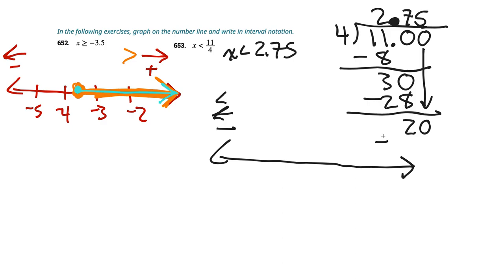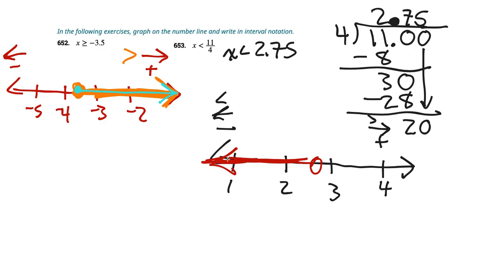This is on the right-hand side, it's positive going this way, or greater than. So we're somewhere between 2 and 3. So let's put 2 here, let's put 3 here, 4 here, just to appease your teacher. So what's going to happen? It's less than 2.75. So we're actually not going to include the 2.75 part. It's basically less than 2.75.